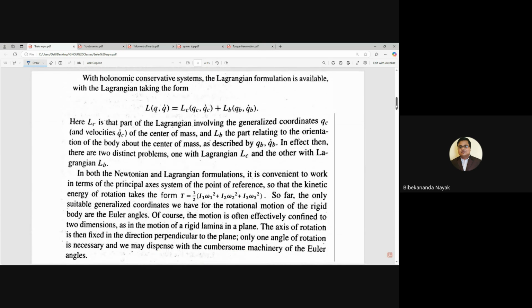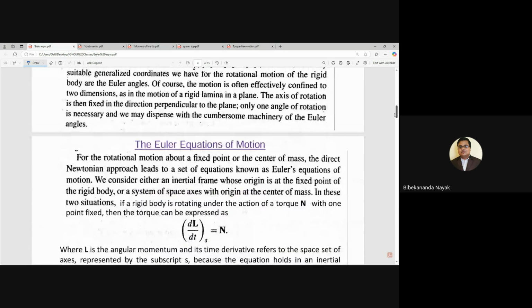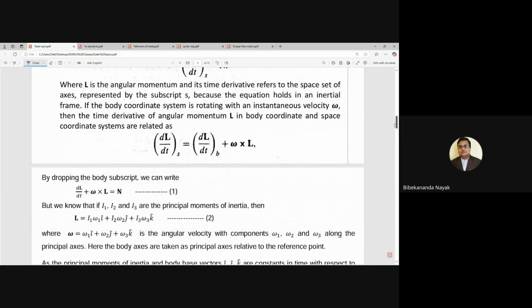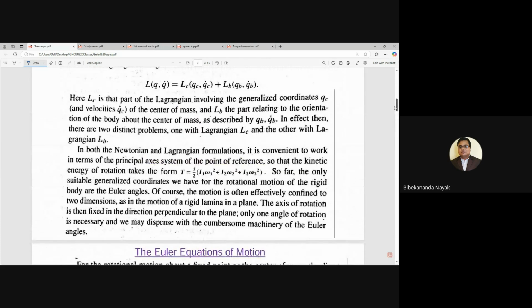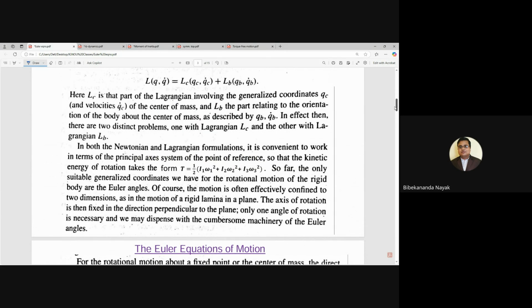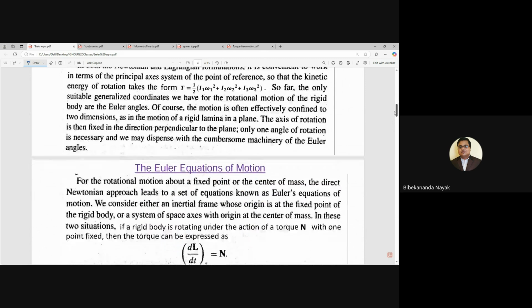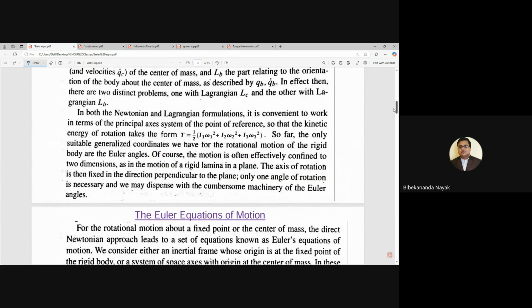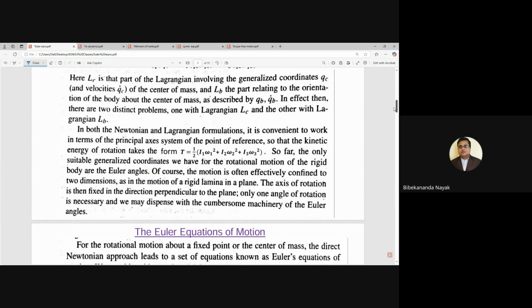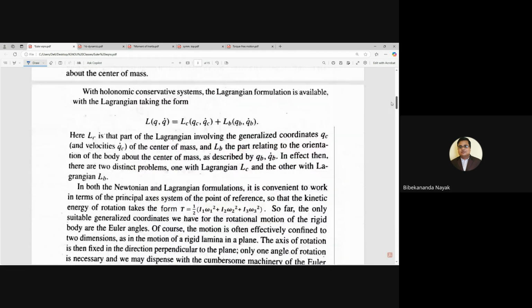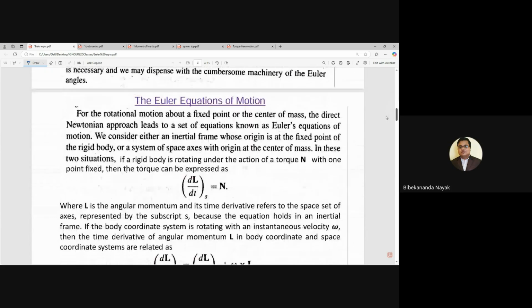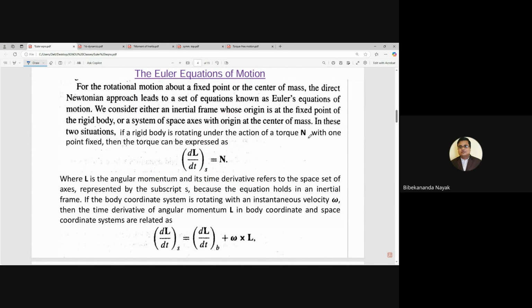If we follow the Lagrangian formulation, we get the Lagrangian T minus V, but it is very difficult to solve in that way. We follow Euler's equation of motion, one procedure for solving the rigid body problem. Okay, so this is the introduction part. Come directly to the Euler equation of motion.